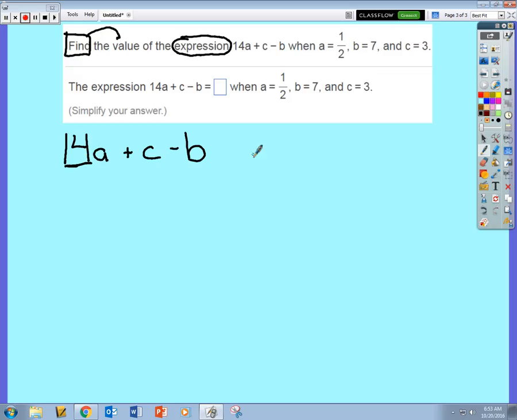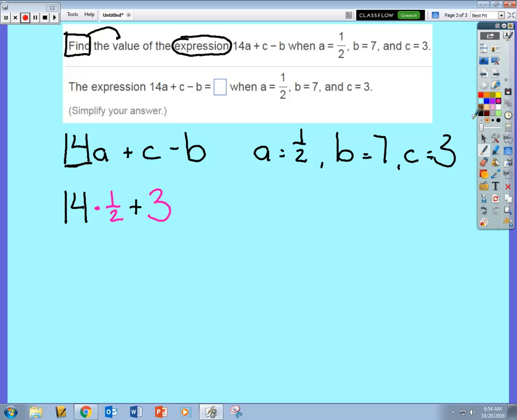Now it tells us that a is equal to 1/2, so no longer is that unknown. b is equal to 7. And c is equal to 3. We simply now substitute in those values. So we have 14. It's no longer 14 times a. It is now 14 times 1/2. I need to know half of 14. Plus c. Well, c is equal to 3. Minus b. And b is equal to 7.